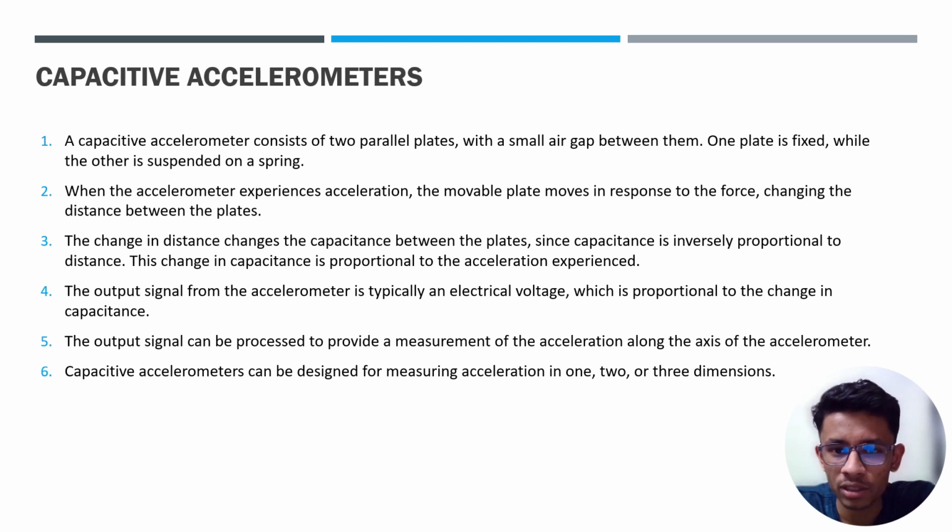As capacitance is inversely proportional to the distance, the change in capacitance is proportionate to the magnitude of the acceleration experienced. Typically, the accelerometer generates an electrical voltage output which reflects the change in capacitance. This output signal can be utilized to measure the acceleration along the accelerometer's axis. Capacitive accelerometers can be designed to measure acceleration along one, two, or three dimensions.